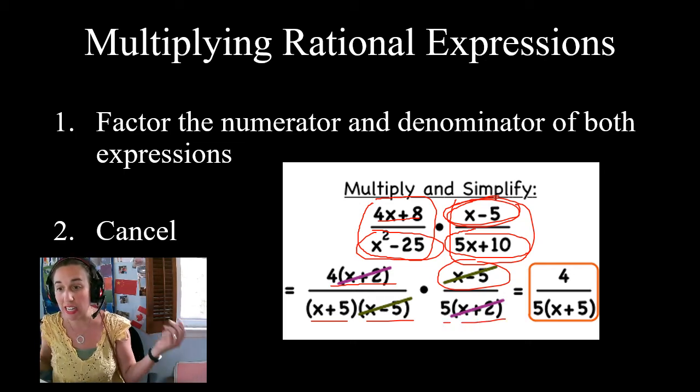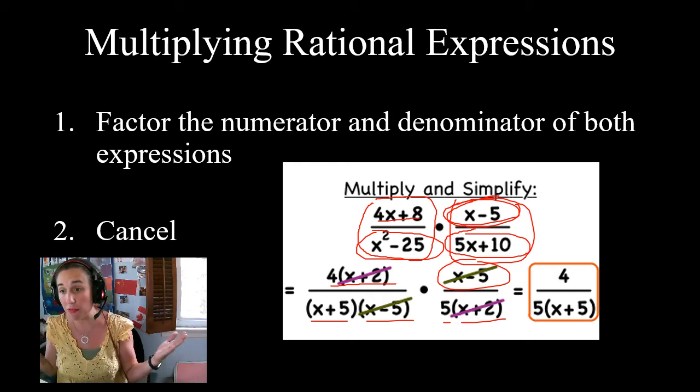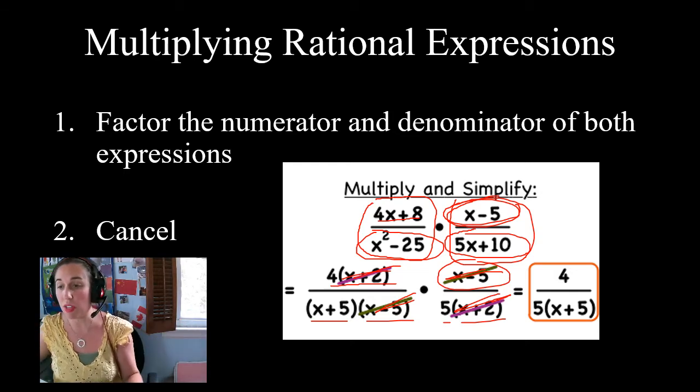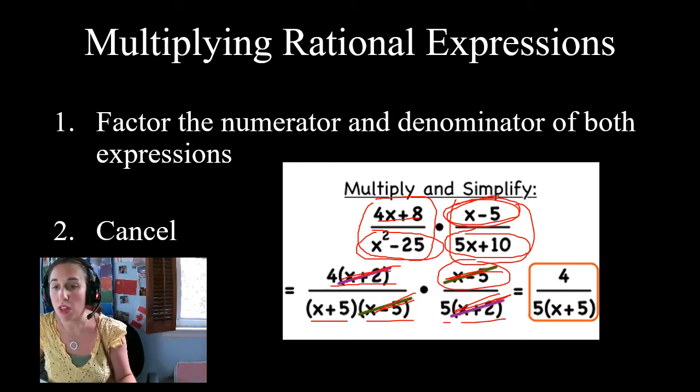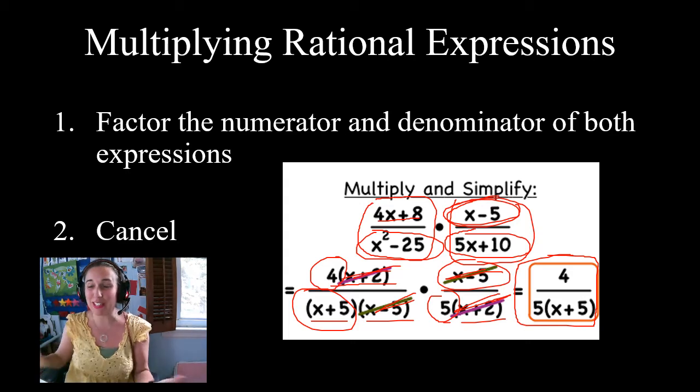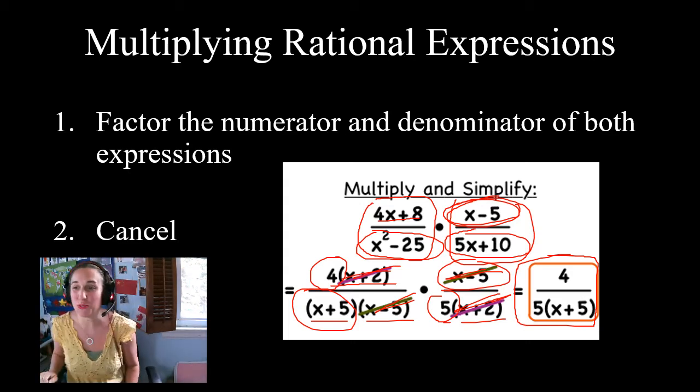And then they just canceled out anything that was a factor of 1. So x plus 2 and x plus 2 canceled. X minus 5 and x minus 5 canceled, right? We know when there's the same thing in the numerator and denominator, they cancel. It gives us a factor of 1, which left them with 4 on top and x plus 5 and 5 on the bottom. So that's where this answer came from: 4 over 5 times x plus 5. Pretty awesome, right? It's just factoring and canceling out factors of 1.